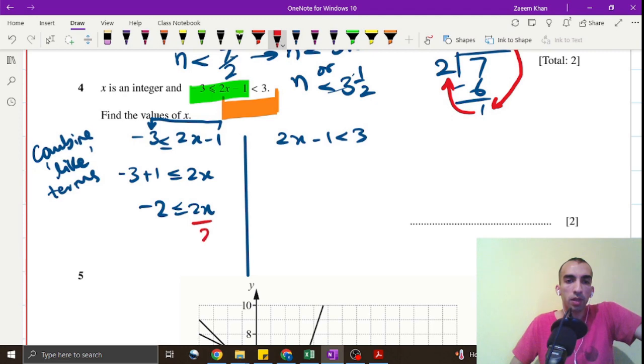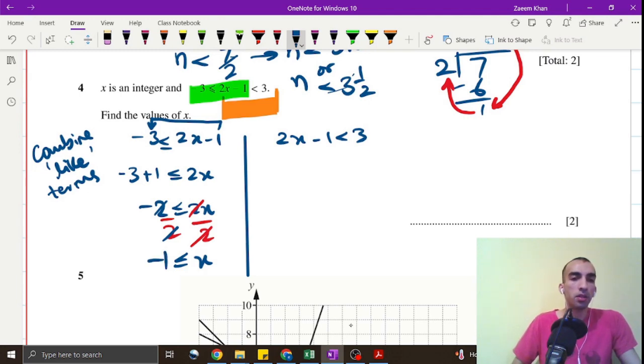What I'll do is I'll divide with 2 on both sides. This 2 gets cut out or cancels out, or gets divided by this 2, and we're left with negative 2 divided by 2, which is negative 1. X is greater than equals to negative 1. That's one part. Can you help me solve the other part of the inequality?